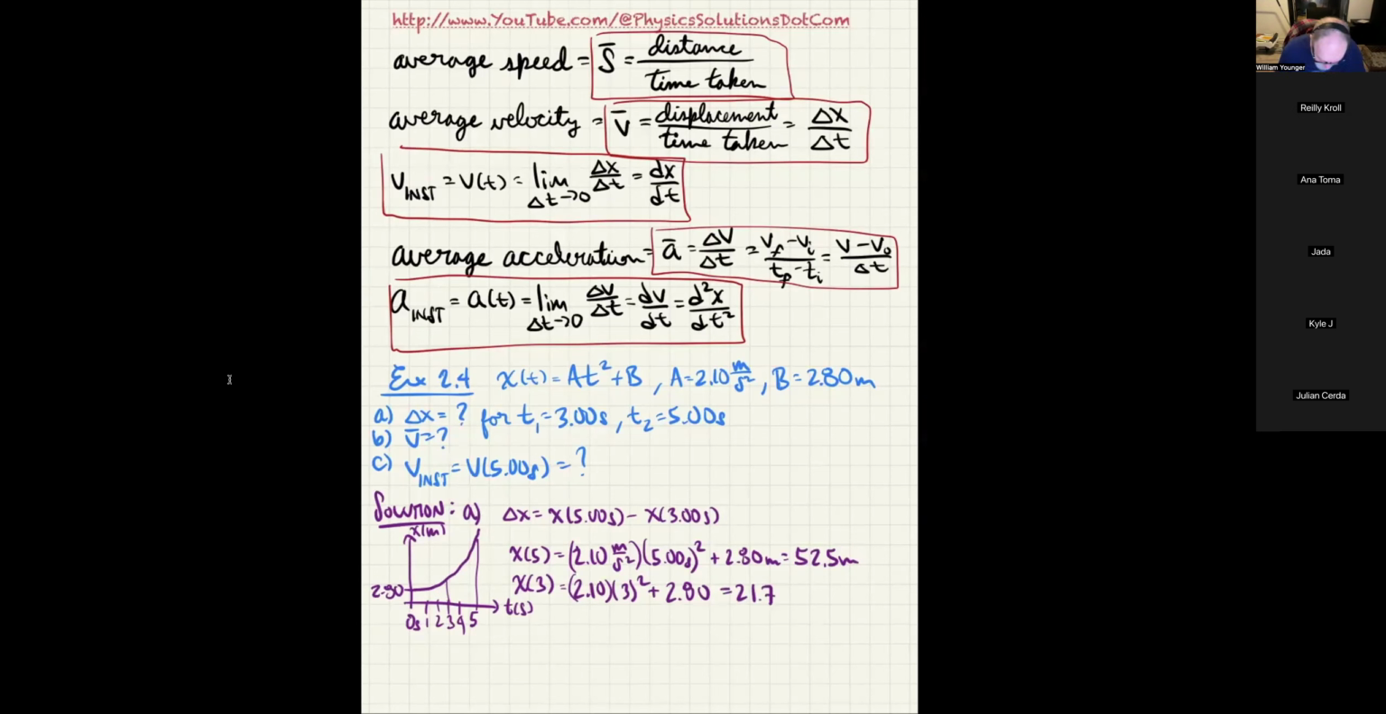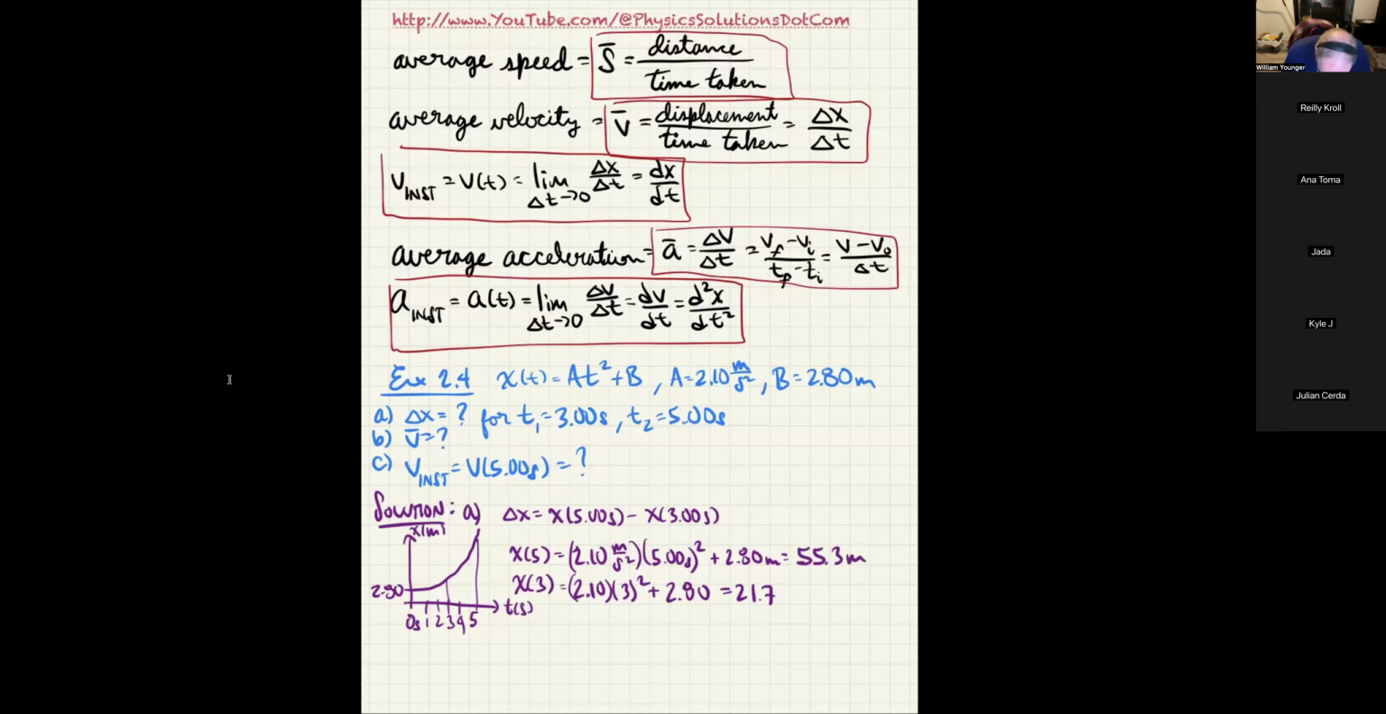So let me check this. I did make a careless mistake. I just multiplied instead of multiplying and then adding. So I'm going to take 5 times 5 times 2.1, and then I'm going to say plus 2.8, and that gives me 55.3. That's why I was remembering a different number, because I forgot to add.